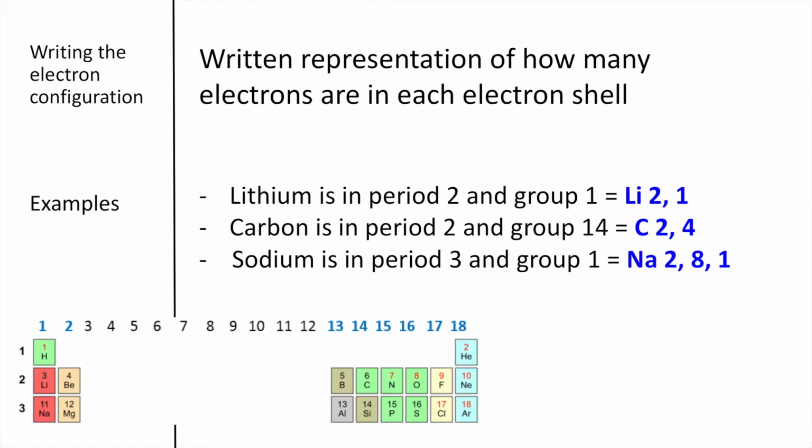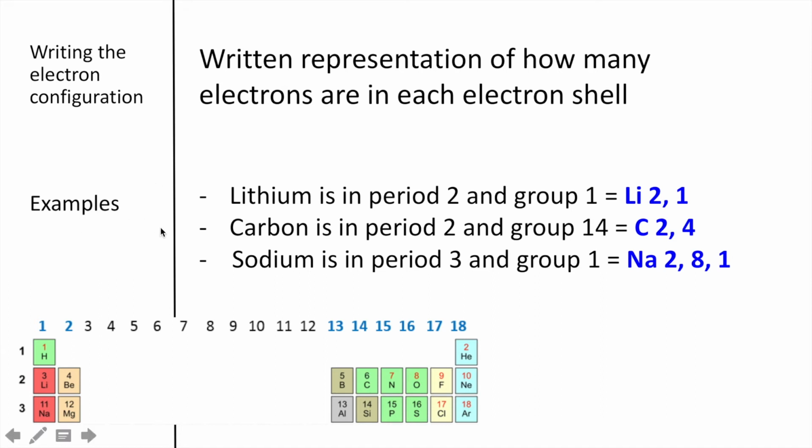You will be asked to write the electron configuration for any atom, and it can be done easily as long as you have access to the periodic table. This is a written representation of how many electrons are in each electron shell.